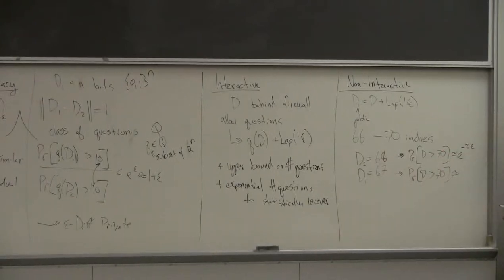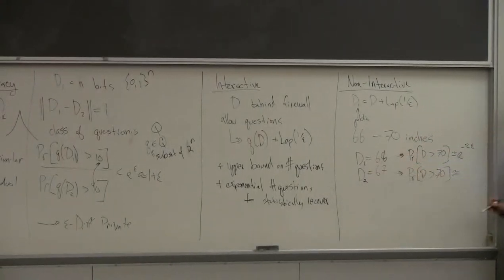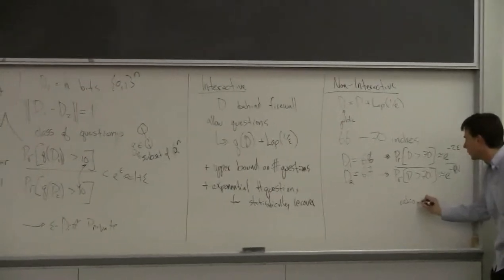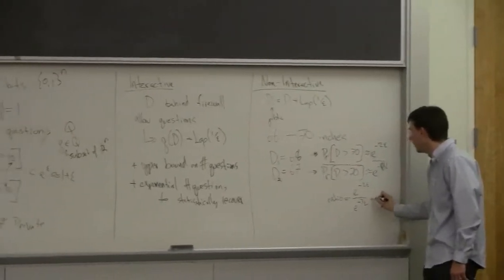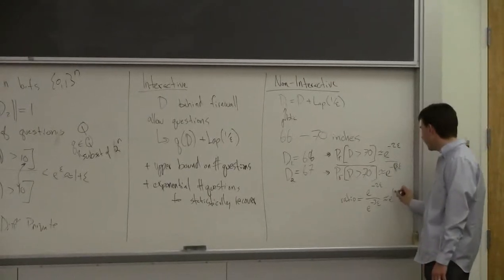Okay, so this is closer to the example I have in the notes. Say that I release two databases, 68 inches or 67 inches. Given 68 inches, the probability D is greater than 70 is e to the minus 2 epsilon. Given I release D2 at 67, it's e to the minus 3 epsilon. So the ratio between these two things is e to the minus 2 epsilon over e to the minus 3 epsilon, and this is about e to the epsilon.